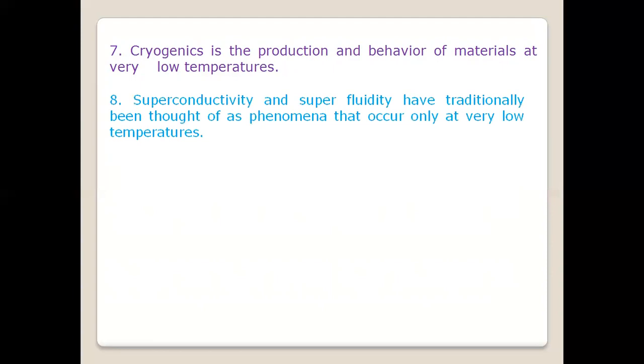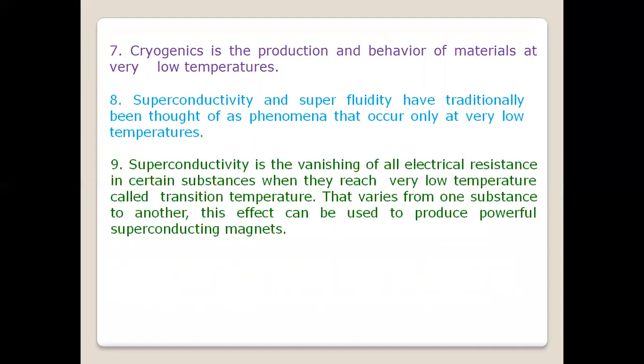At low temperatures, some materials change their properties very rapidly. Such phenomena are superconductivity and superfluidity. Superconductivity and superfluidity have traditionally been thought of as phenomena that occur only at very low temperatures. Now we will discuss what superconductivity and superfluidity are.